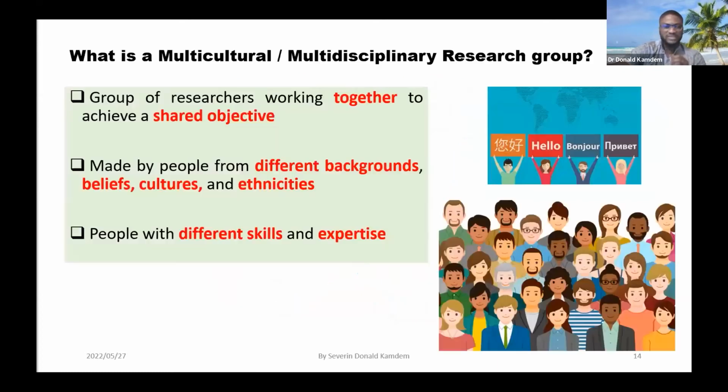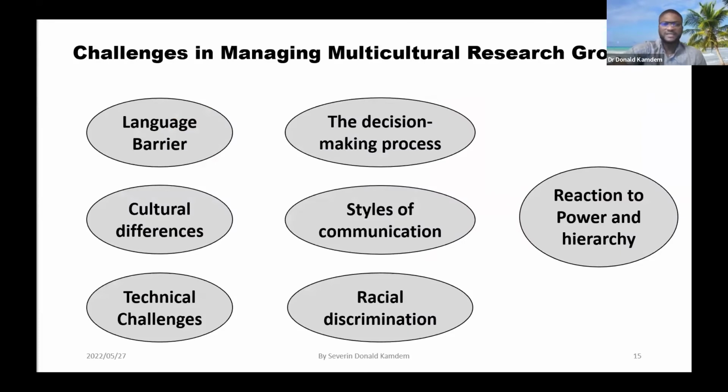Now, what is a multicultural and multidisciplinary research group? It's a group of researchers working together to achieve a common objective. They are made up of people from different backgrounds, beliefs, cultures, and ethnicities, and they come in different flavors, with different skills and expertise. Now, to know how to manage in such a context, it is really important to know what the challenges are in a multicultural and multidisciplinary research group. So I've selected some of them.